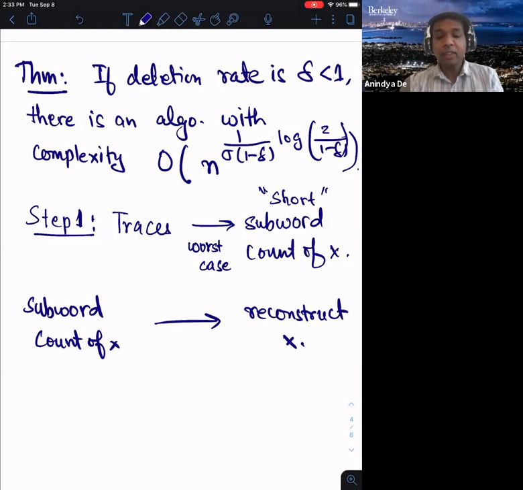So going from the traces to the short subword count of x is a worst case guarantee. We'll do this no matter what x is. Going from the subword count of x to reconstructing x is where we will use the smoothed analysis guarantee.